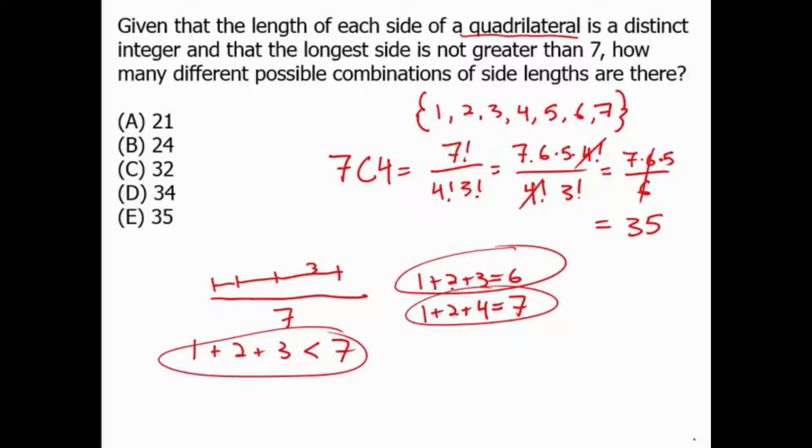Okay, once you get larger numbers than these, then you can have a side of 6 or 7. And of course, any three numbers added together are going to be greater than 5, so that's not going to be a problem for any of the smaller sides. So these are the only three that are prohibited. So we have to subtract these three prohibited cases and we get 32, the legitimate number of sides, answer choice C.